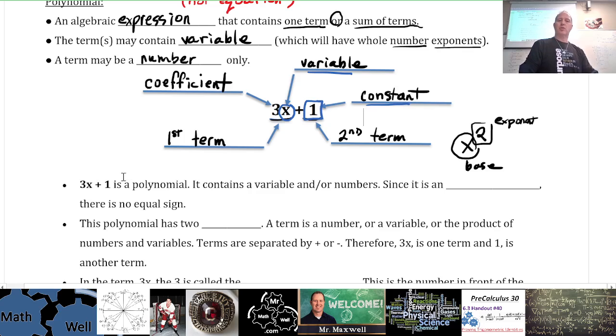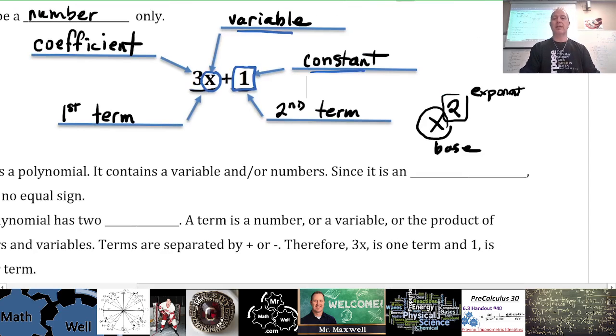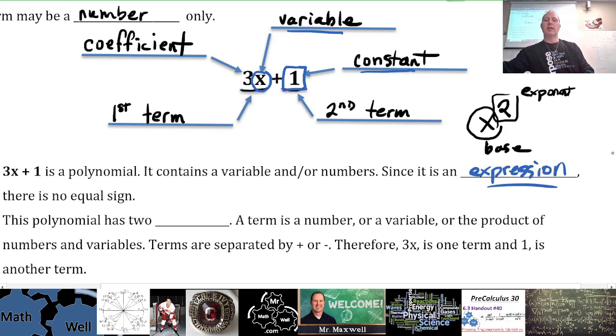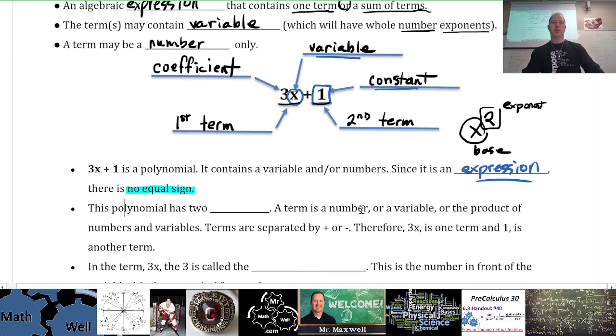So 3x plus 1 is a polynomial. It contains a variable and it contains a number. Polynomials can contain variables and numbers. Since it is an expression, as we mentioned, there's no equal sign. So let's make that official. It's an expression and not an equality, so there is no equal sign. We're going to get to equations for sure and talk lots about them, but for now, we're just talking about expressions.